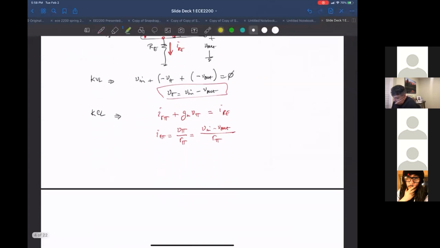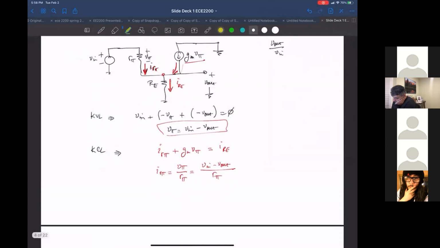Okay, so that's the first one. The second one is just this g_m v_π, and again, v_π is v_in minus v_out, so it's g_m (v_in minus v_out). And lastly, we have I_RE, which is this one here, and that's just v_out over R_E.